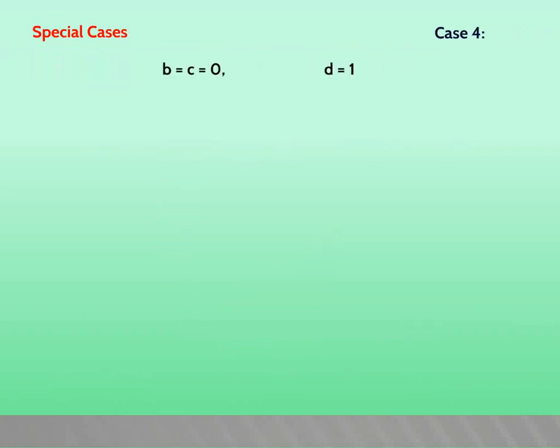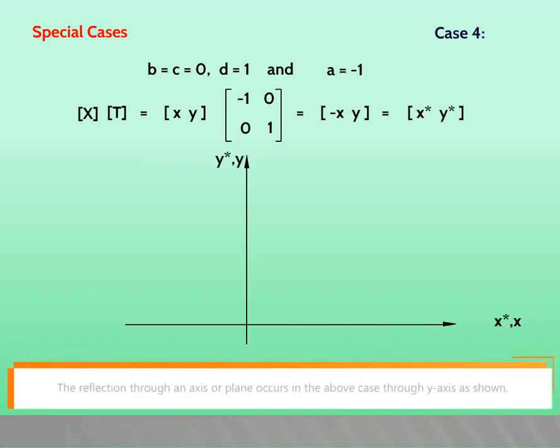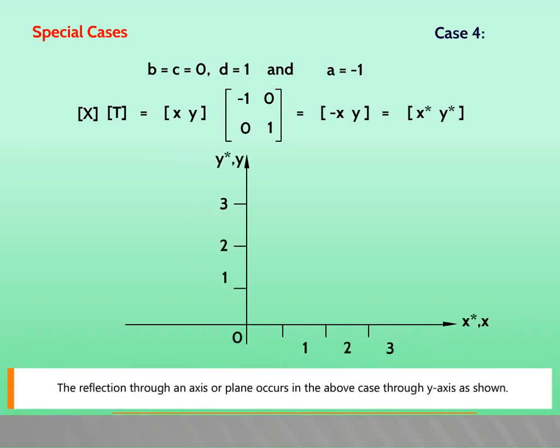Case 4. B is equal to C is equal to 0, D is equal to 1 and A is equal to minus 1. x into T is equal to x y matrix minus 1 0 0 1 is equal to minus x, y is equal to x asterisk, y asterisk. The reflection through an axis or plane occurs in the above case through y-axis as shown.